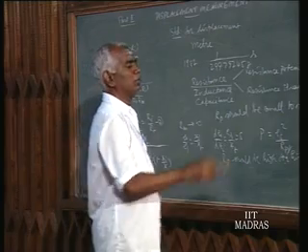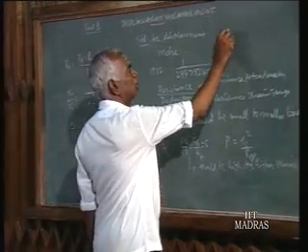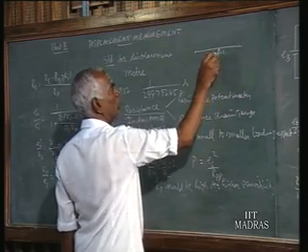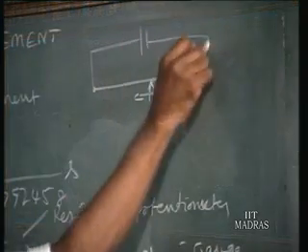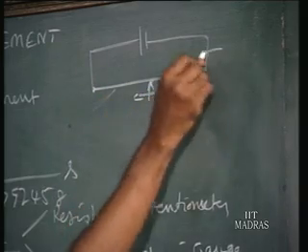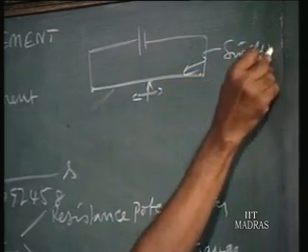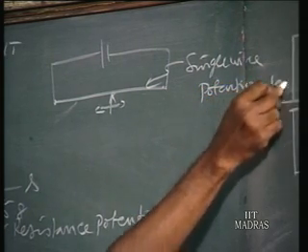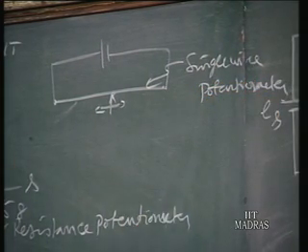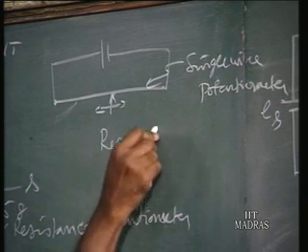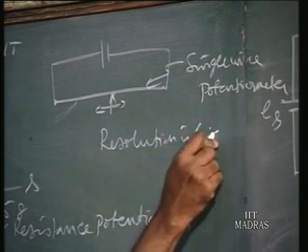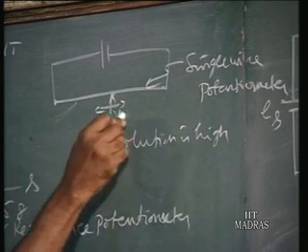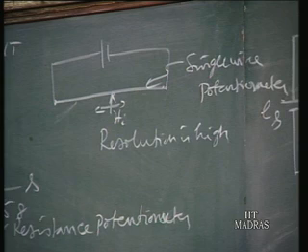And now we have the single wire potentiometer. This may be moving to and fro. Here you have the voltage supply. The advantage of the single wire potentiometer is that resolution is high. That means for even as small a movement of Xi as possible, you will have the corresponding output.